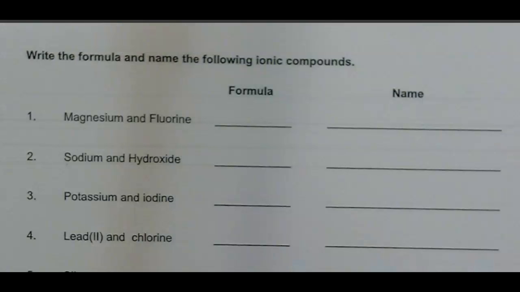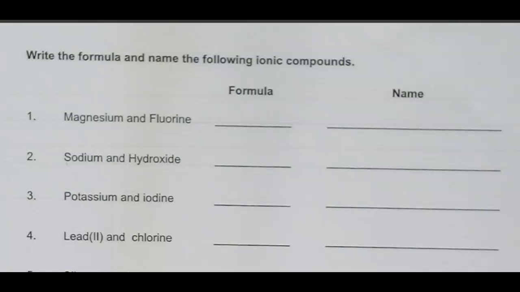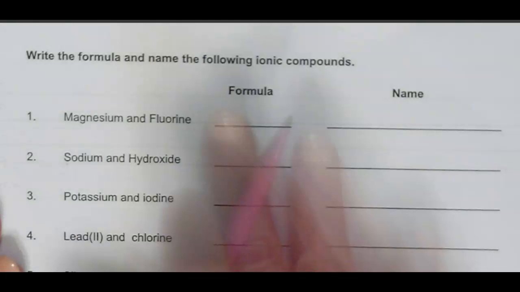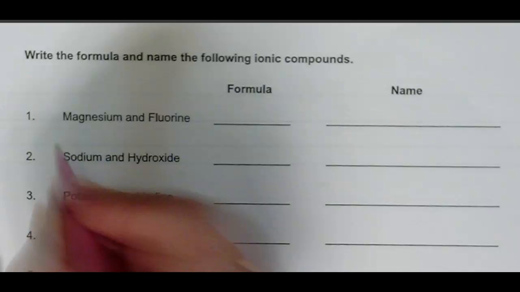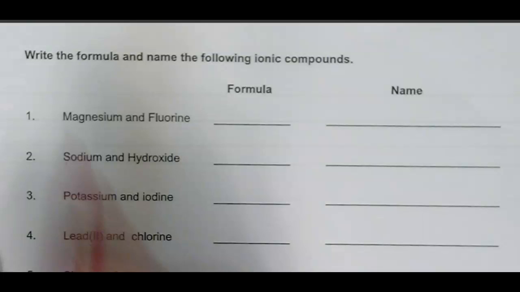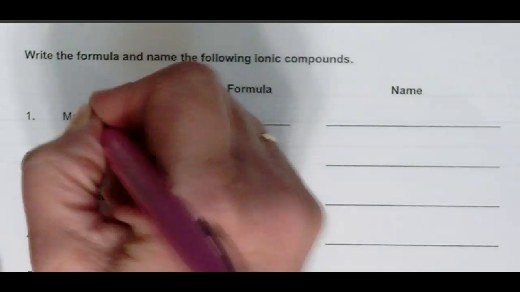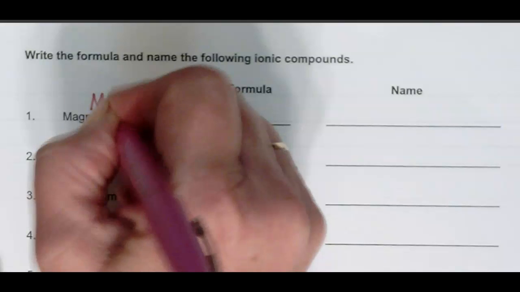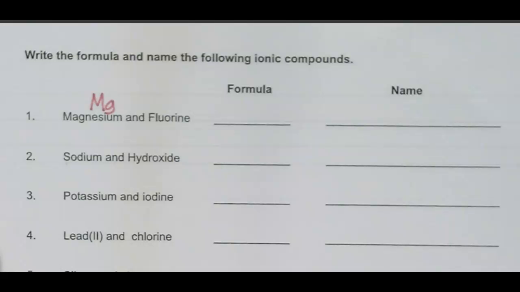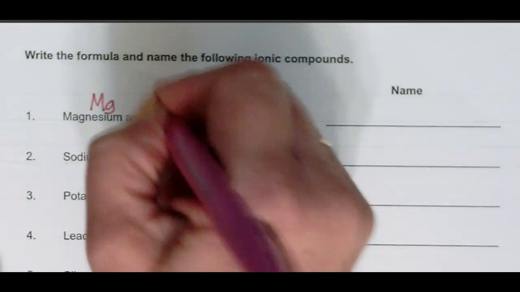So we're going to go through this sheet. I'm going to try to take it very slow so that you can follow along, hopefully, on what is taking place here. So the very first thing that I'm going to do is, instead of writing on the formula line that so many of you are doing, I'm going to write above the elements that are given. So this is magnesium. And again, if you don't know your symbols, you need to learn those. This is magnesium and this is fluorine.